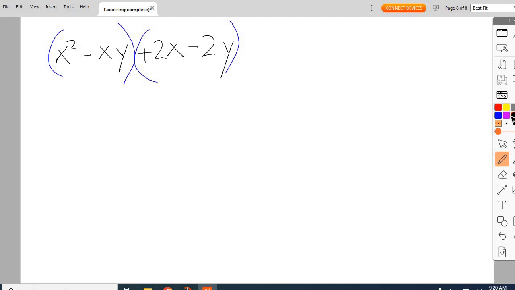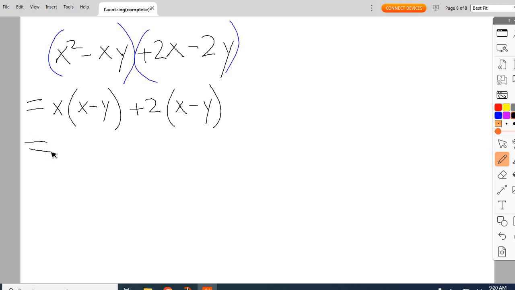So what do my first 2 have in common? An X, and then what are we left with? An X minus Y. And then what does my second group have in common? 2, and what are we also left with? An X minus Y. So now, what do those 2 terms have in common? X minus Y, and we're left with an X plus 2. So the only difference between factoring by grouping and the AC method is that we just start with the grouping instead of having to break it apart first.